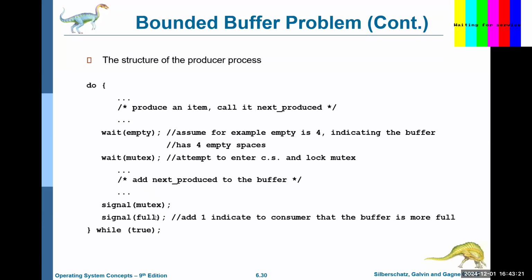It couldn't be signal on empty, because if it was, then we wouldn't have done anything. We would have lowered it from 4 to 3, and then raised it from 3 to 4. We want to be able to produce as much as we can until the buffer is full. So we would just have empty and no signal full, because we want to keep on producing as long as there's space.